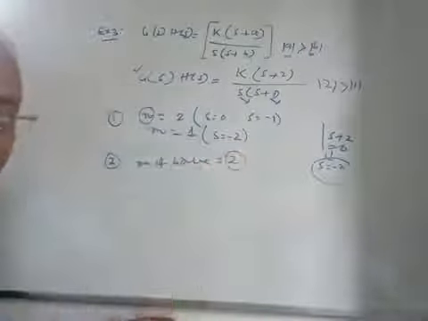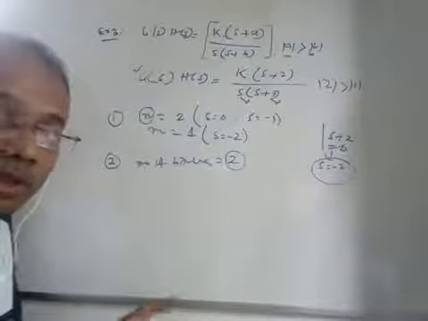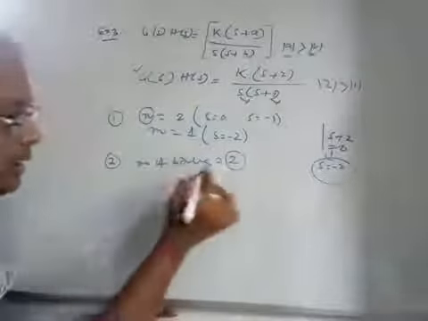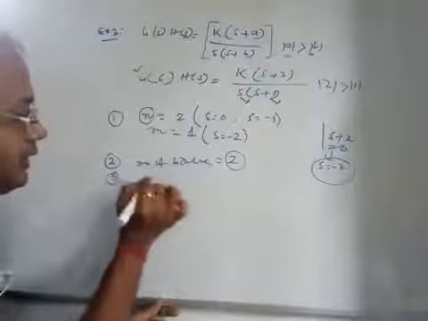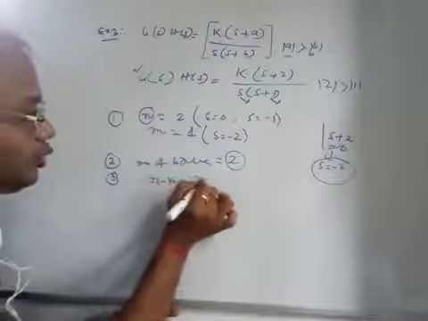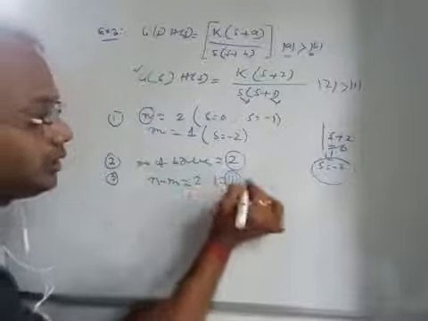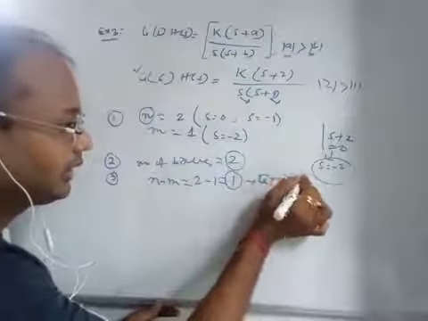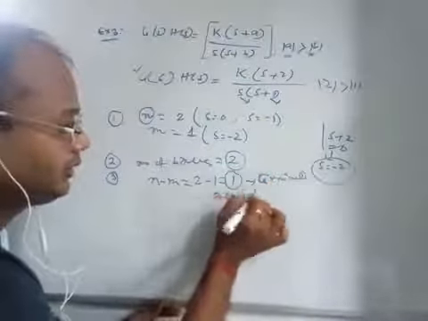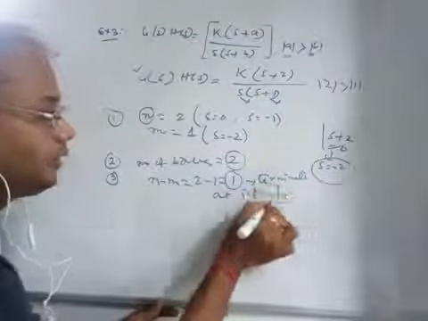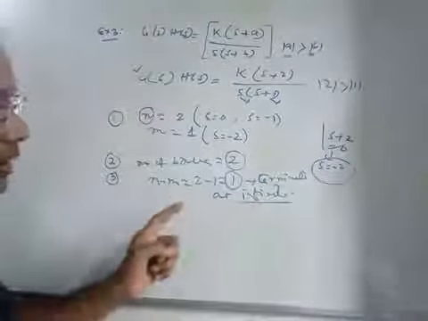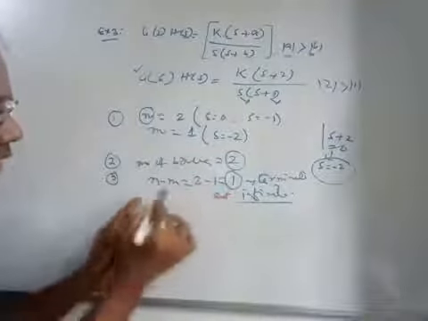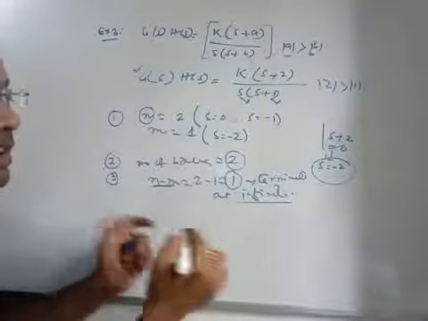There will be two branches which will originate from open loop poles. And number 3, n minus m, that is 2 minus 1. So one branch will terminate at infinity. So there will be two branches. One branch will terminate at infinity because n minus m number of branches terminates at infinity.